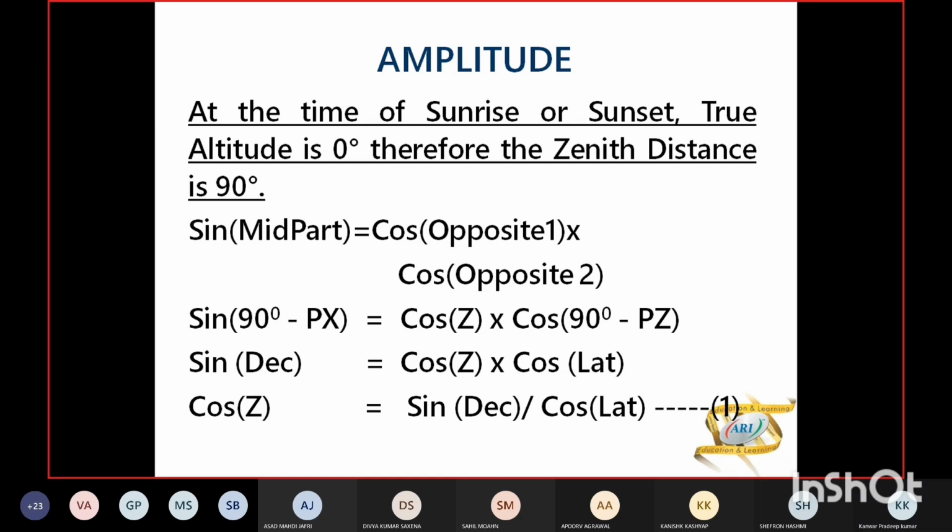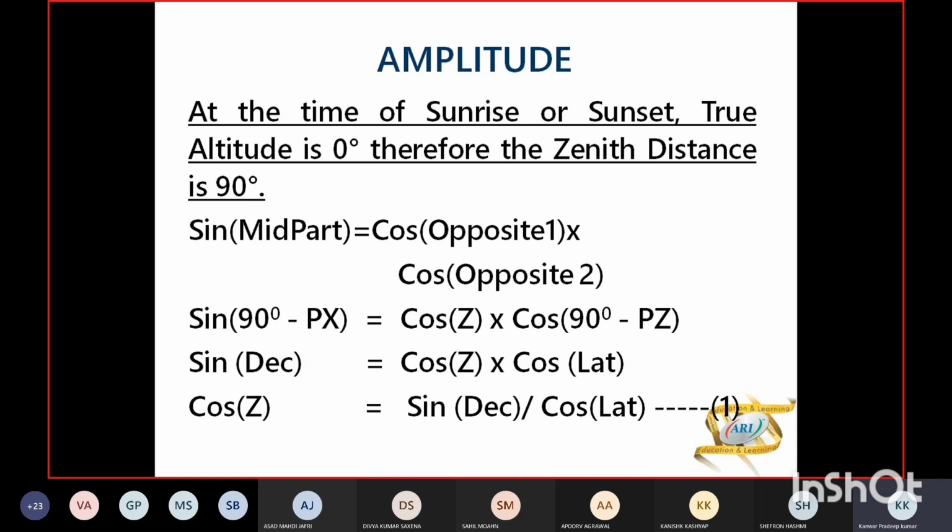ठीक है, उसके बाद cos Z इंटू व्हाट इज 90 माइनस PZ? PZ इज द कोलैट. 90 माइनस कोलैट क्या बन गया? लैट. तो डायरेक्ट cos Z इंटू cos लैट हो गया.